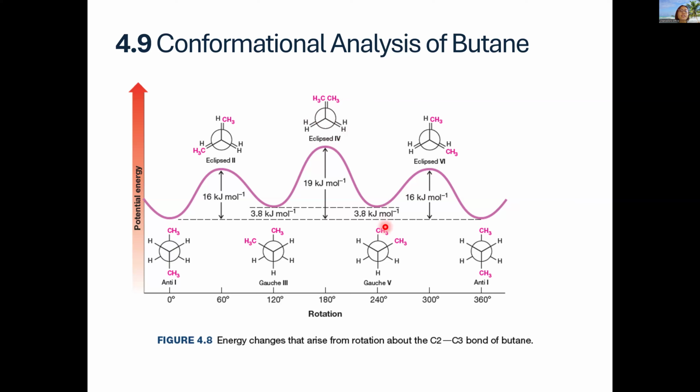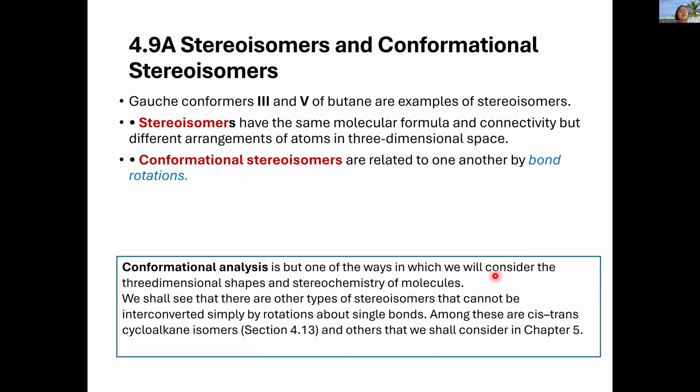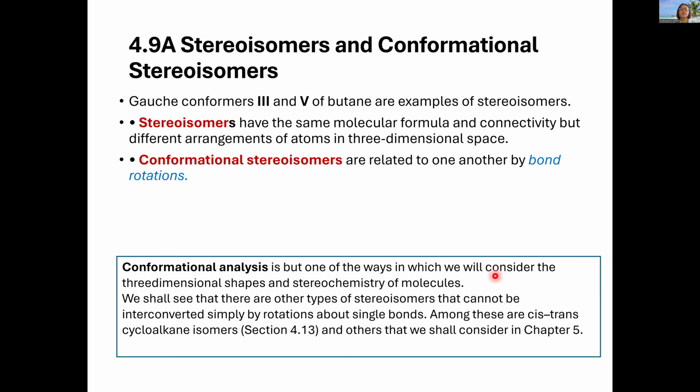Okay, you rotate again, you go back to gauche, rotate again, you go back to eclipsed, and then rotate again by 60, you go back to the anti. So which one is the most stable? You have the anti conformation. So you can think of the repulsive force of the bulky groups. No?